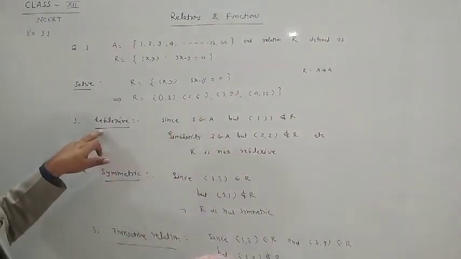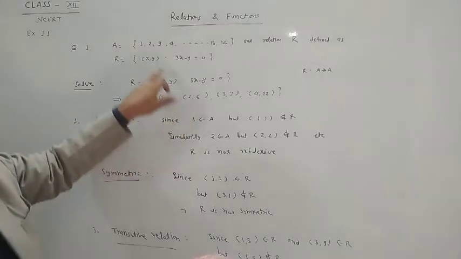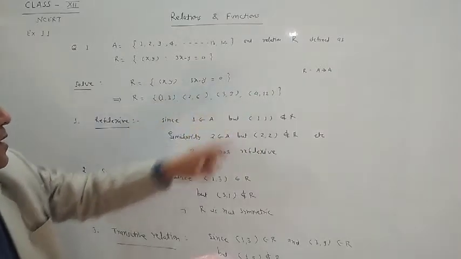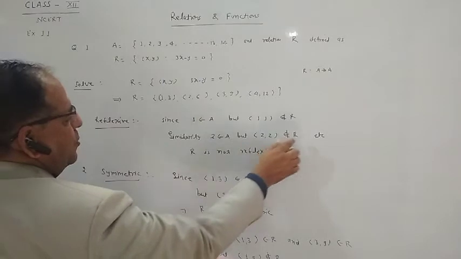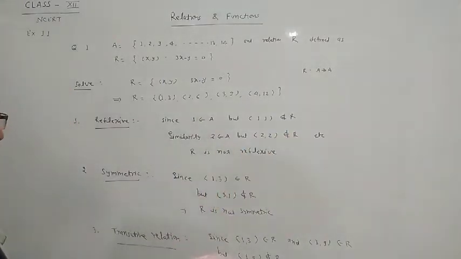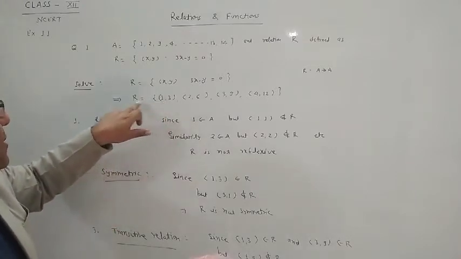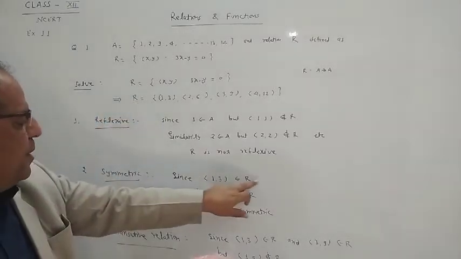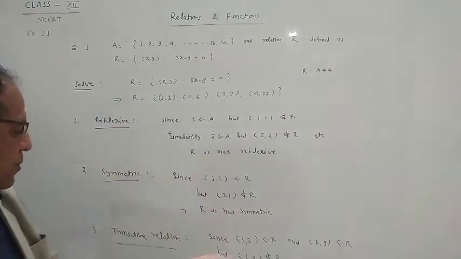Now we check whether the relation is reflexive or not. Since 1 is an element of A, but (1, 1) does not belong to our defined relation. Similarly, 2 is an element of A, but (2, 2) is not an element of R, etc. So this shows that R is not reflexive. Symmetric: let us choose one pair from relation R. So (1, 3) is an element of R, but (3, 1) is not present there. So R is not symmetric.